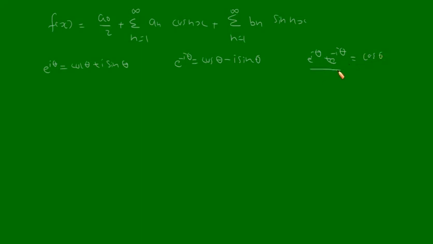So that means (e raised to i theta plus e raised to minus i theta) by 2 is equal to cos theta. Now if you subtract these two terms, that means if you do e raised to i theta minus e raised to minus i theta, then you will get 2i sin theta.